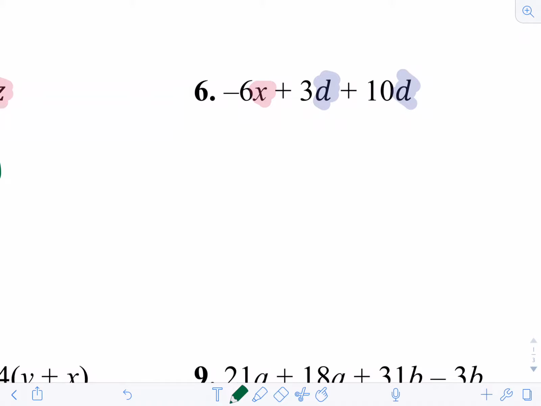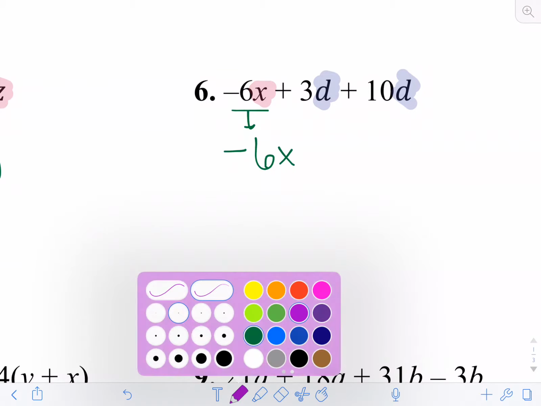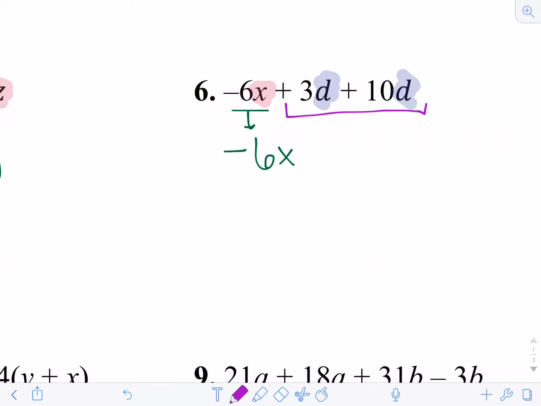So for this first one, I have negative 6x, and then there's no other x's. I didn't highlight anything else in that pink reddish color, so that just drops right on down. There's nothing that I can combine with that, so I just bring it on down. But then what I notice is that I have positive 3d and positive 10d.